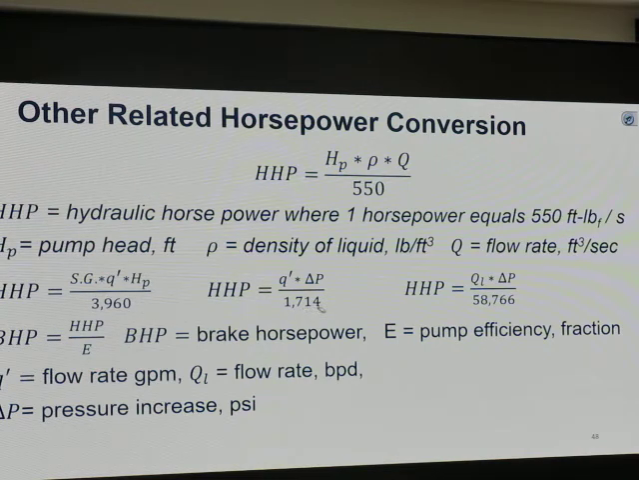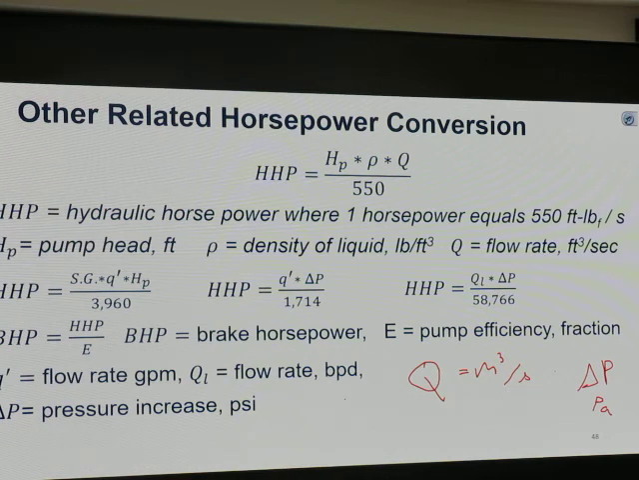What about 1,714? So we have flow rate multiplied by delta P. Horsepower is Q prime, which is flow rate in gallons per minute, multiplied by delta P in PSI. Why do we have that number in the formula? How do we get it? You will tell me how we get that. This has to do with, we start everything with SI format. SI format is Q, cubic meter per second, multiplied by delta P in Pascal.